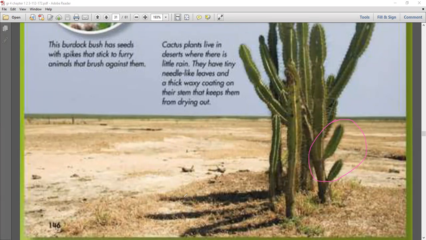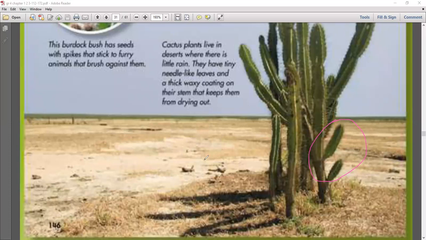Iyad, open your mic. Yes. Can you tell us about this plant? What adaptation does this plant have to survive in its environment?